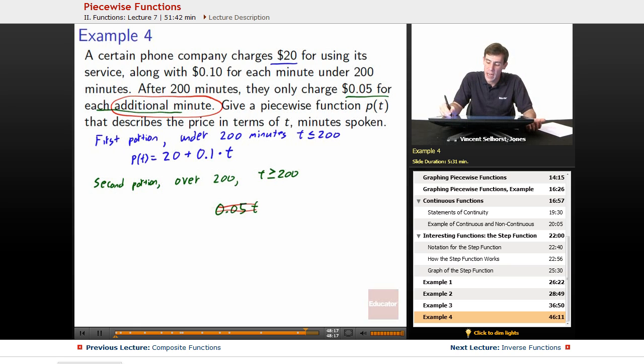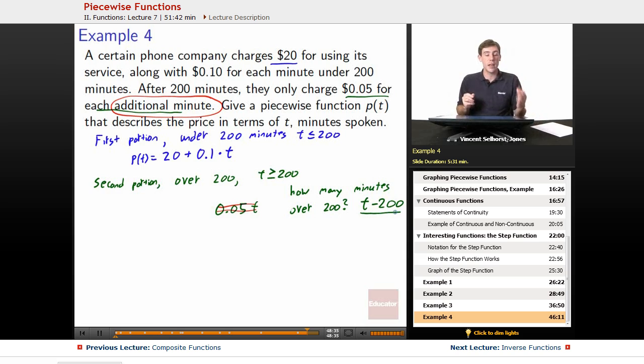So how many minutes over 200? Well, that's not too hard. We know that we have t minutes total. We know that we're already over 200, so it's going to be the number of minutes we've talked minus 200. So t minus 200 is the number of minutes over 200. So it's 0.05 times t minus 200. Now, that's the amount of additional money that will be on top of some lump.